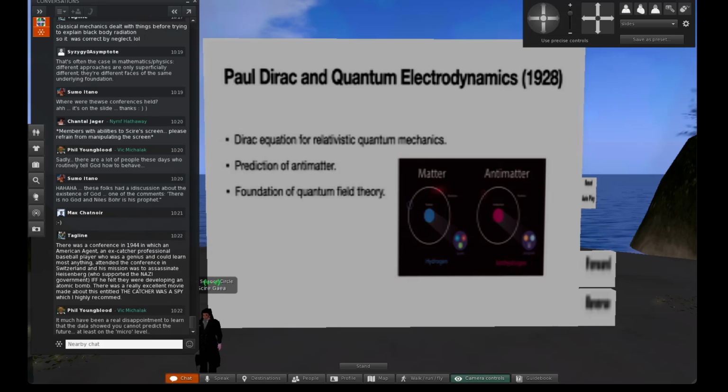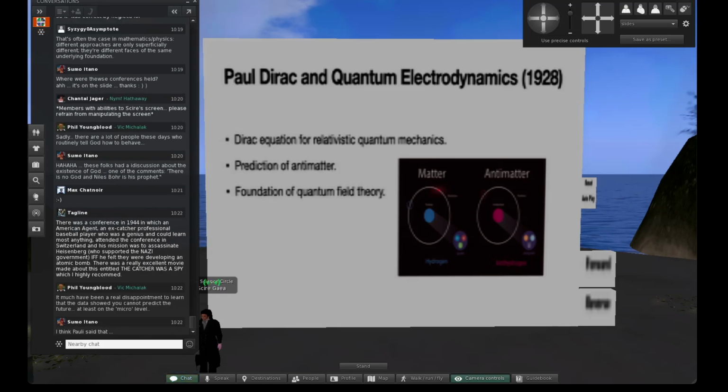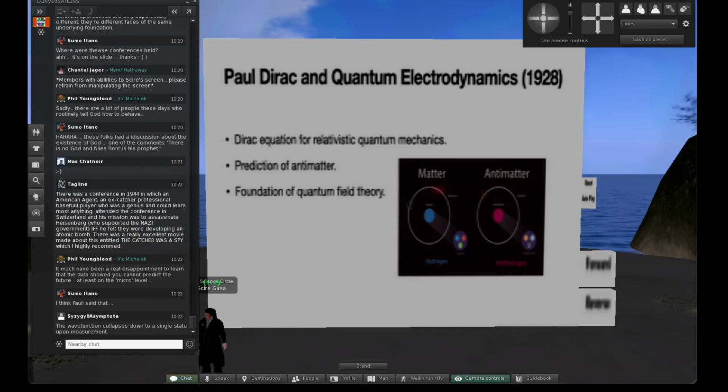Around the same time, in 1928, Paul Dirac extended quantum mechanics for relativistic behavior. He also predicted antimatter, and he gave the foundation for quantum field theory.